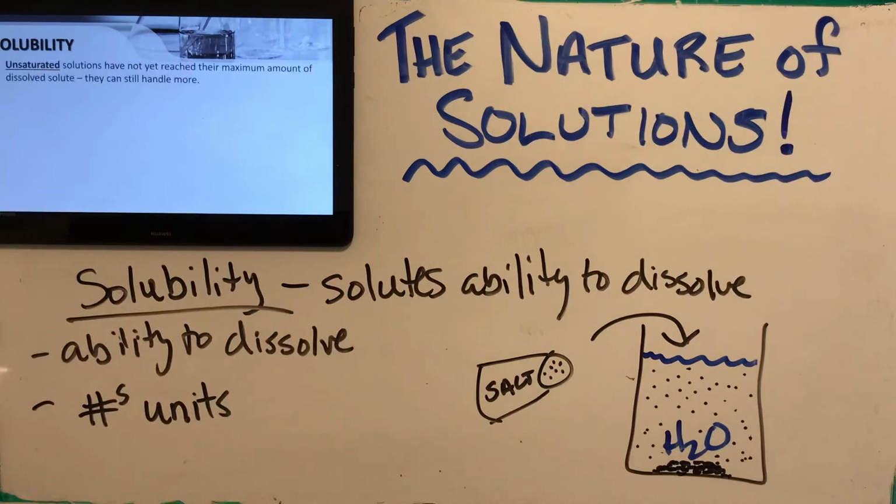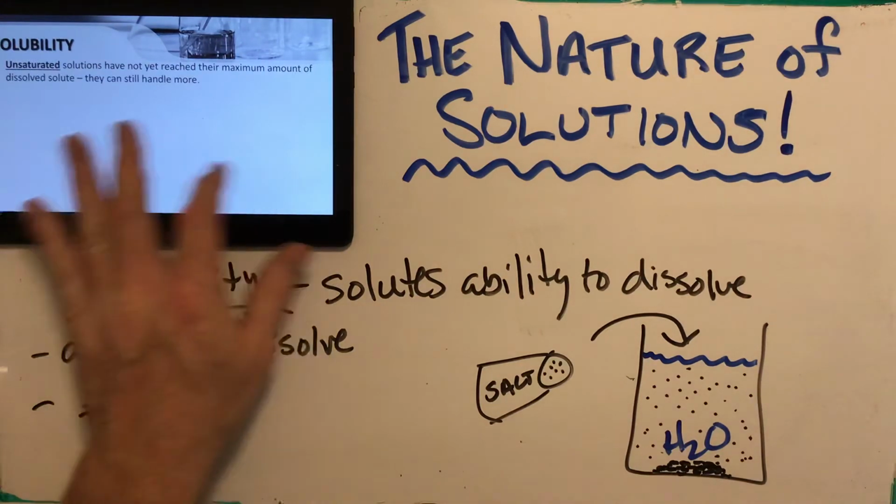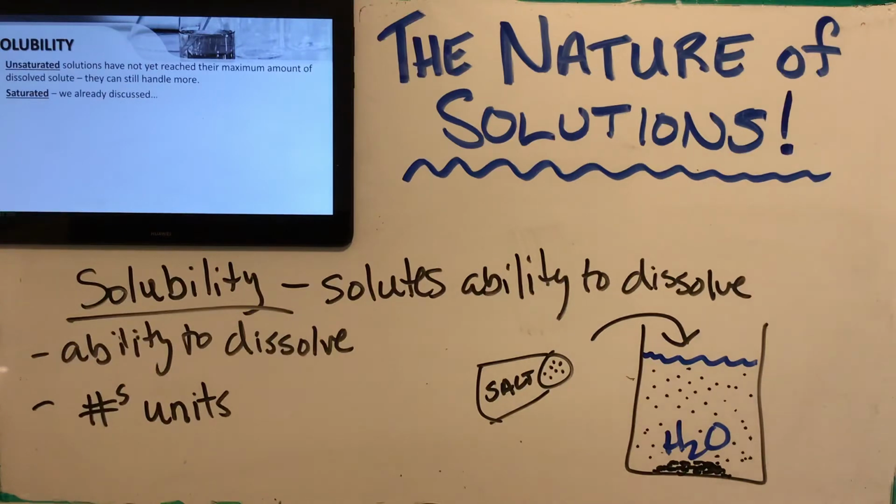So when we talk about solubility, a solution can be unsaturated, which means you haven't reached that maximum saturated amount yet. If it's unsaturated, there is still room for more. So when we first start shaking salt in here, it's an unsaturated solution. The first couple of shakes isn't going to occupy all the spaces. Then we reach the saturation point.